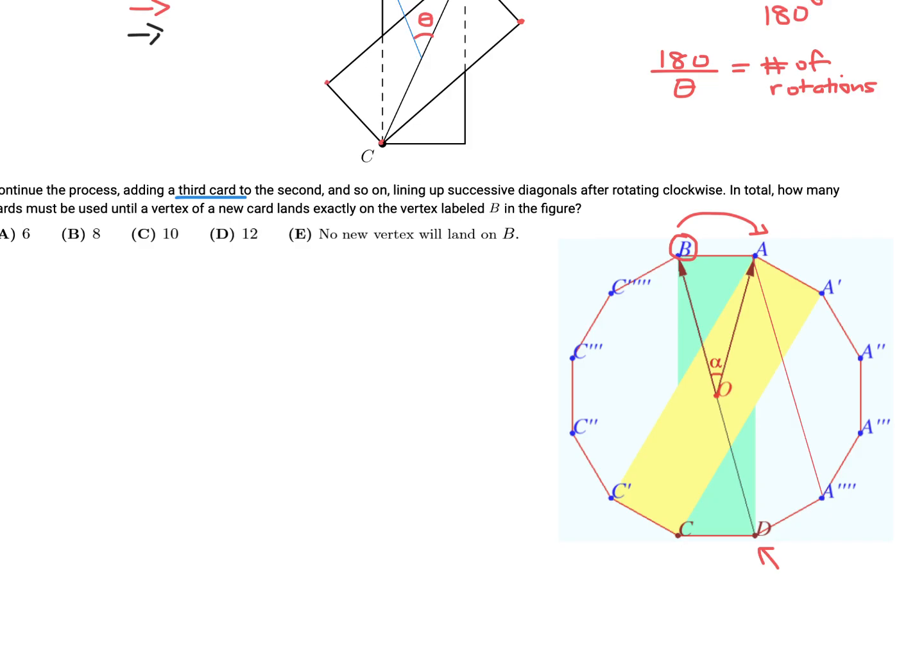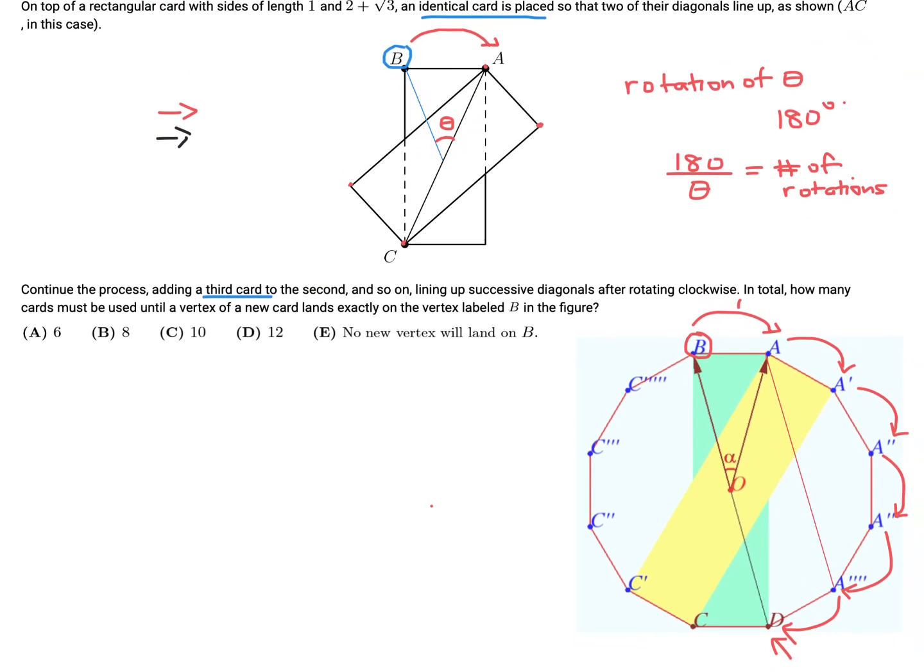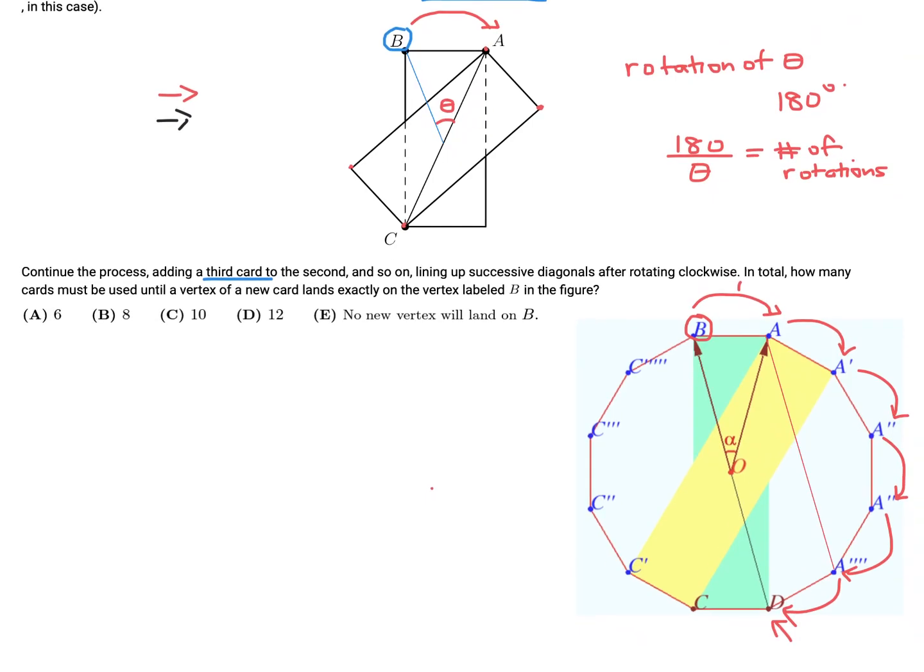So from this diagram, you can see we went from here to here, that's the first turn. From here to here, that's the second turn, third turn, fourth turn, fifth turn, and sixth turn. So 6 turns is the answer, but I am completely aware that you do not have this diagram at your disposal. So you actually have to painstakingly figure out that angle. I'll show you that the angle is indeed 30 degrees, and therefore it would be 180 divided by 30, which is 6.